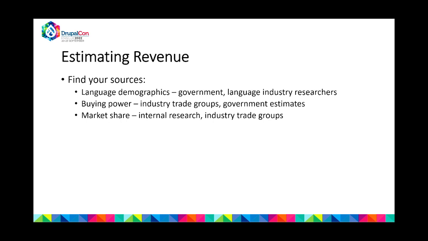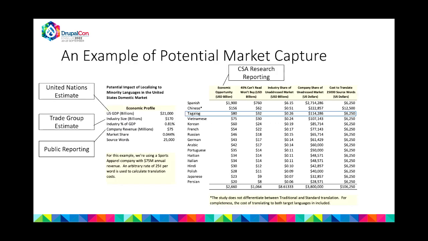So with that, here's an example, okay? I do not expect anyone in the back to be able to read this. Okay, thank you. This is a spreadsheet that I did for a client. We'll call them a sports apparel company. $75 million annual revenue based off of the UN estimates. They're in the United States.